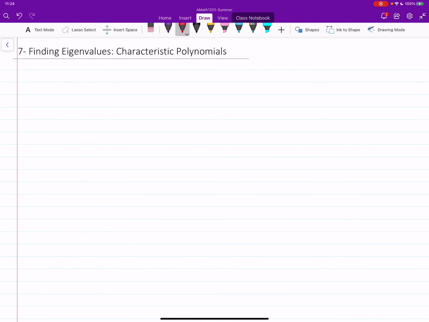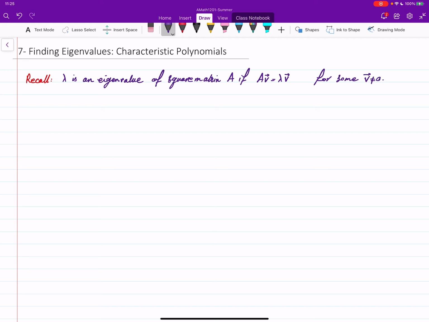Hello everyone. In this video, we will learn how to find eigenvalues of a given square matrix. Well, let me quickly recall what an eigenvalue was. A number lambda is an eigenvalue of a square matrix A if Av is equal to lambda v for some vector v which is not 0.